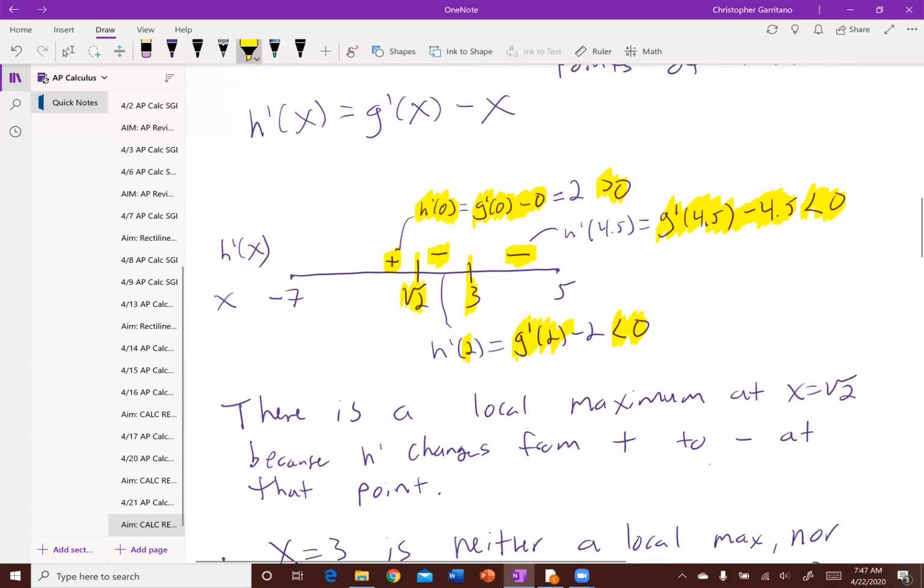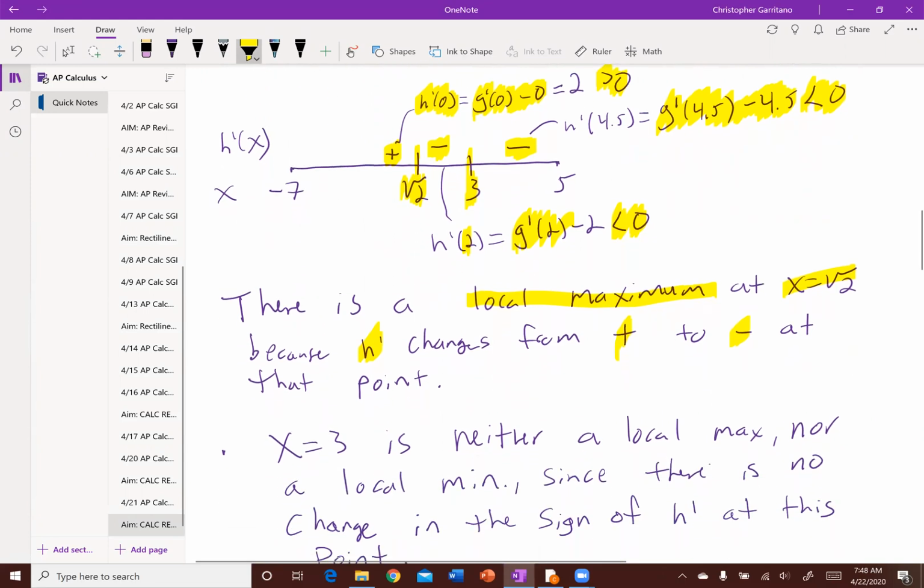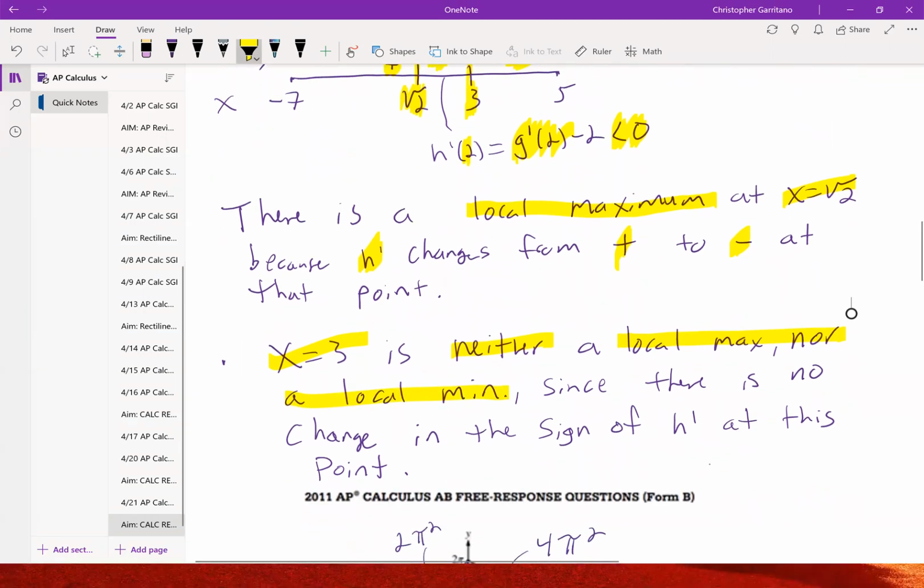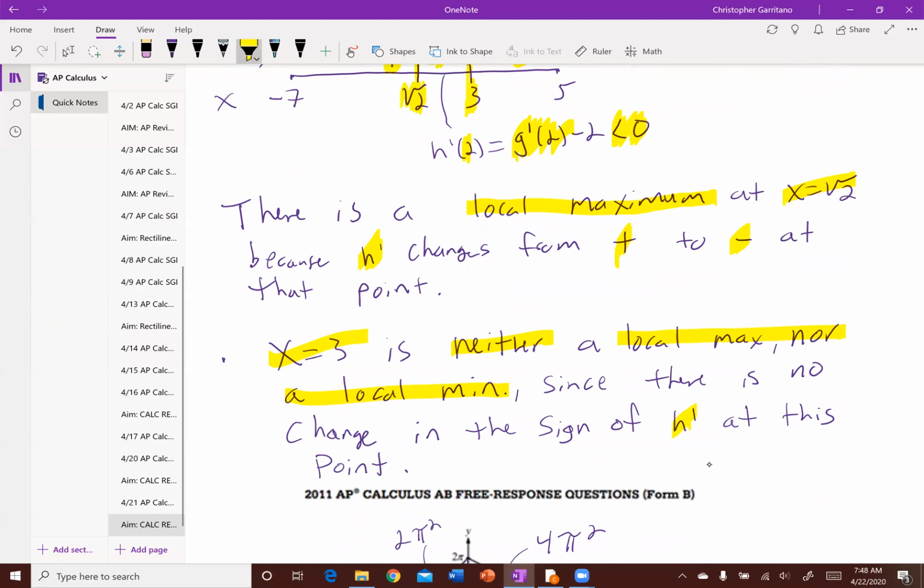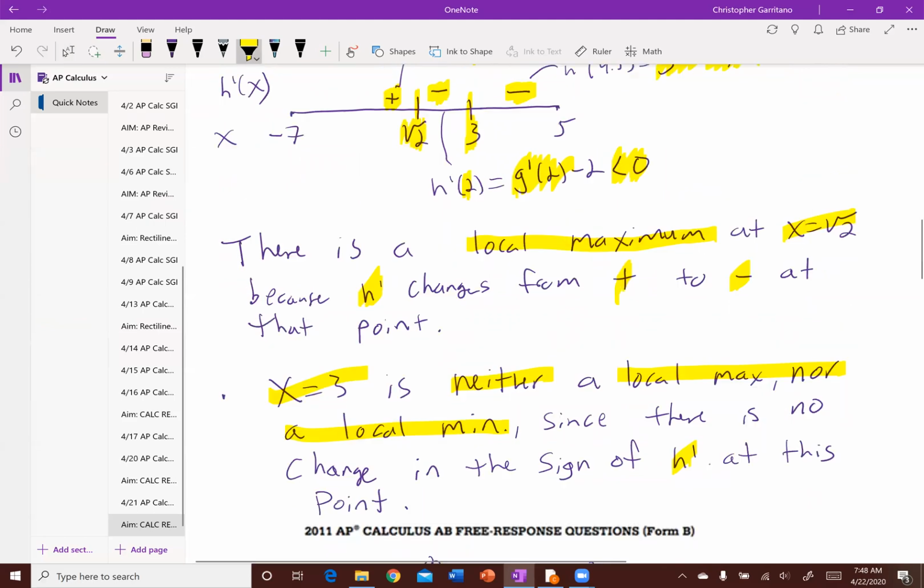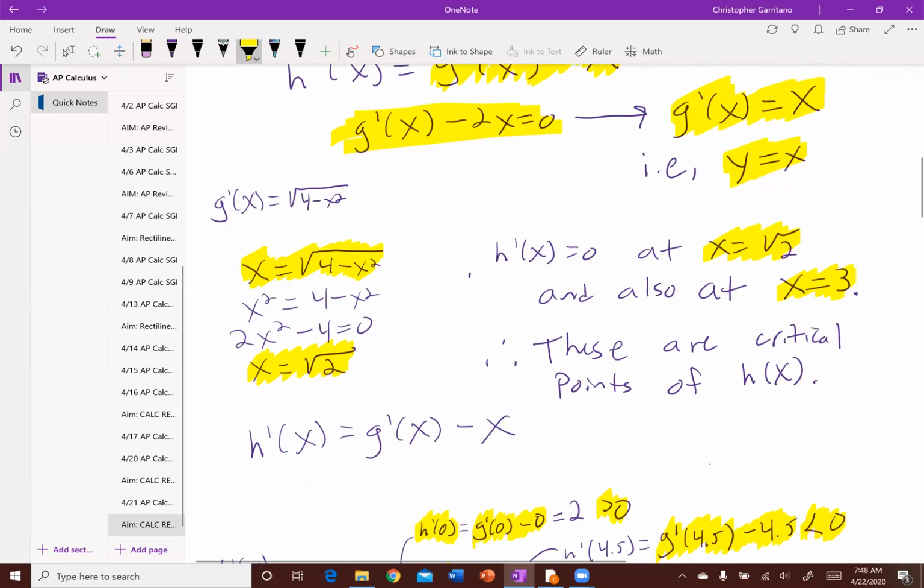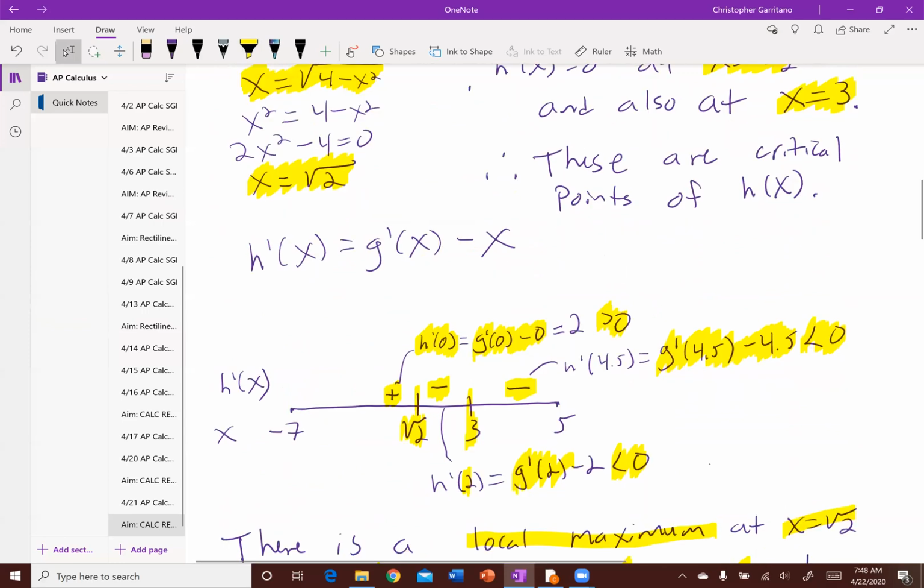So we can say that there is a local maximum at x equals radical 2 because H prime changes from positive to negative at that point. And for x equals 3, there's neither a local max nor a local min. And that is because there's no change in the sign of H prime at this point. All right, there we have it. That's B and C. If there are any further questions about any of the details, please let me know.